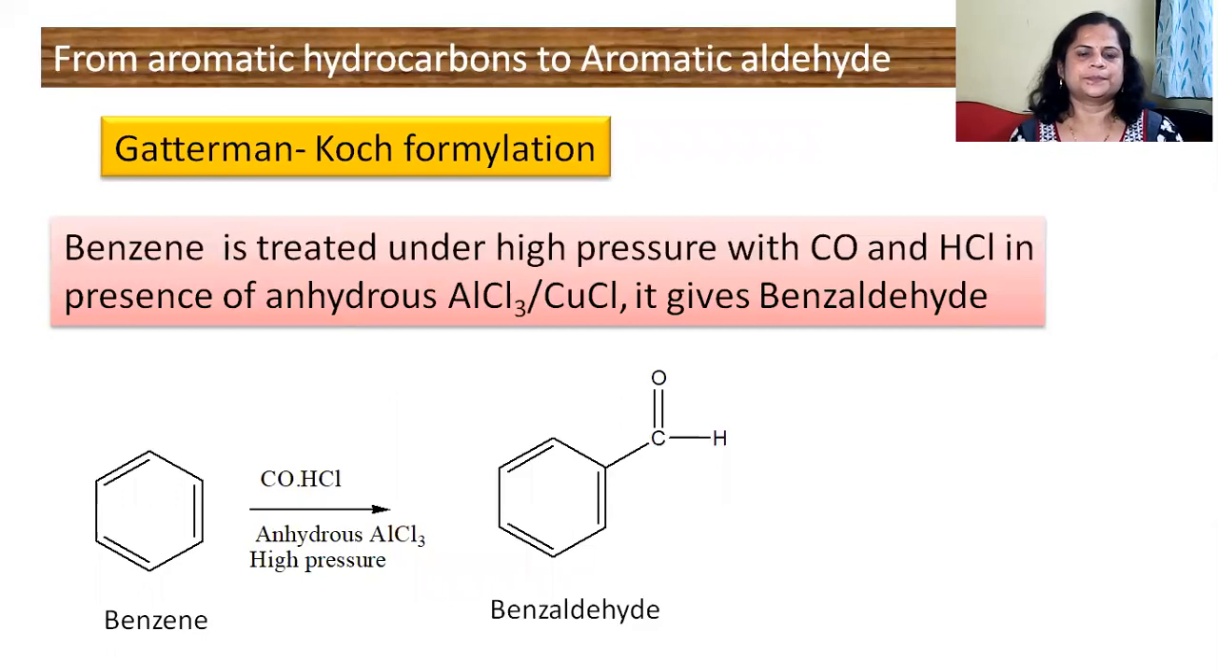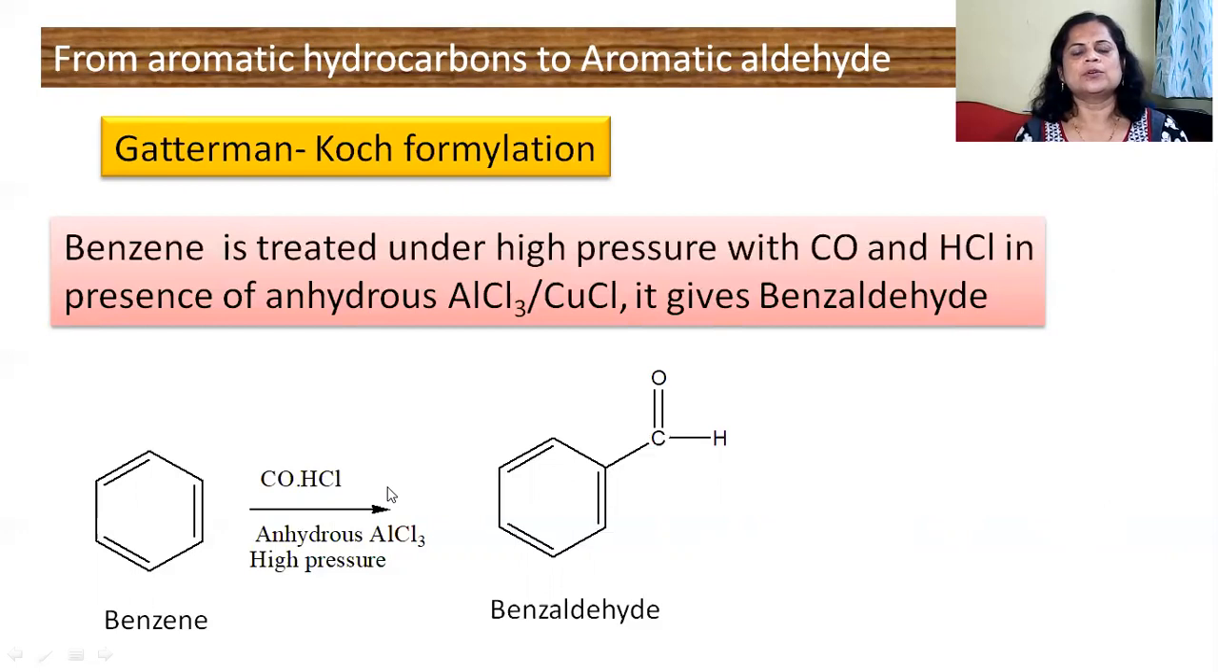Next reaction, the Gattermann-Koch formylation reaction. In the Gattermann-Koch formylation, benzene, an aromatic hydrocarbon, is used as a reactant. When this aromatic hydrocarbon is treated with carbon monoxide and HCl in the presence of anhydrous AlCl3, or we can use cuprous chloride, it gives benzaldehyde. Remember the reagents we require for the Gattermann-Koch formylation: CO and HCl, carbon monoxide and HCl.